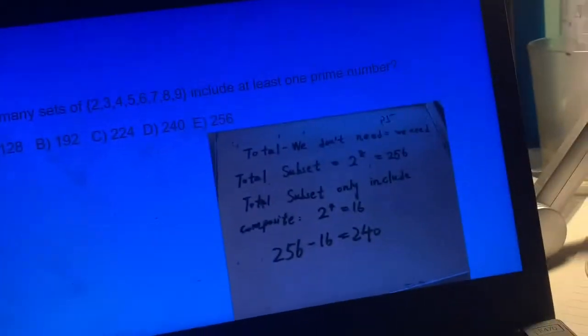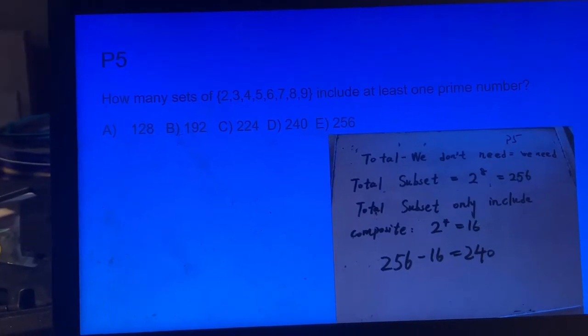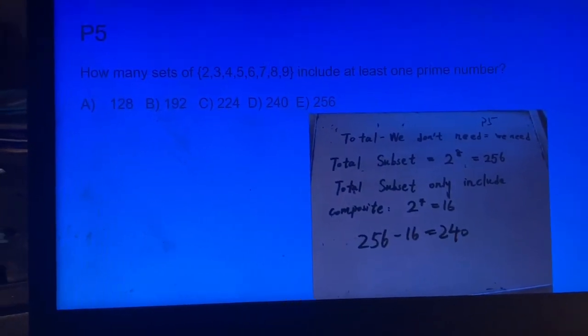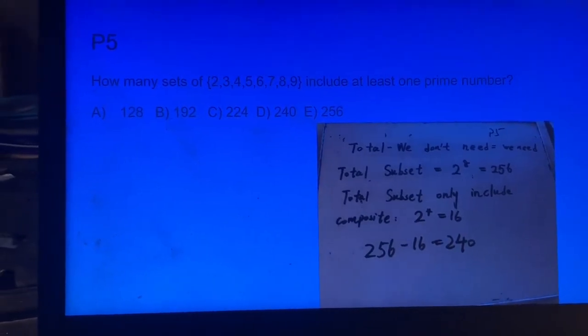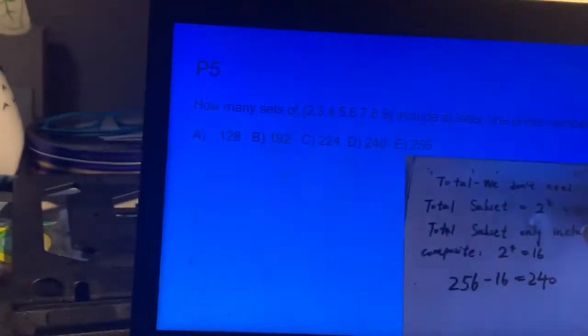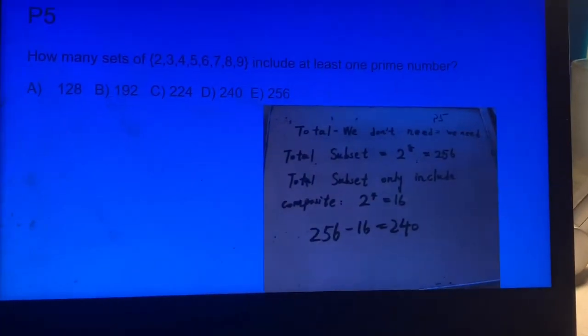So for the first one, you have the choice: you can choose 2 or not choose 2. So you have 2 possibilities. And for the second one, you also have 2, and for the third one, you also have 2 possibilities. So you will have 2 to the power of 8 possibilities, which is 256.